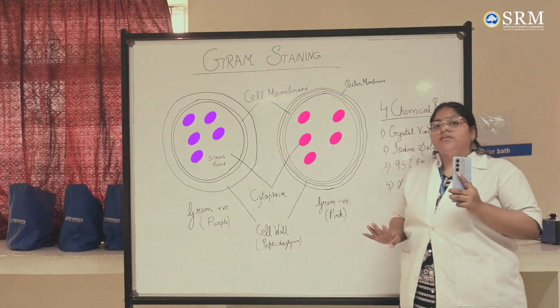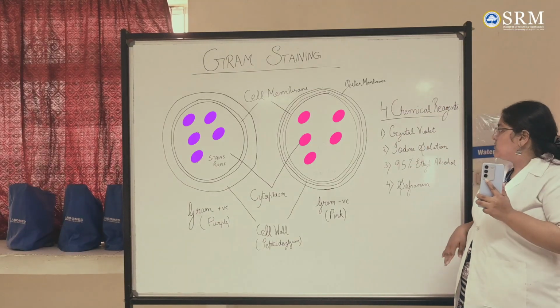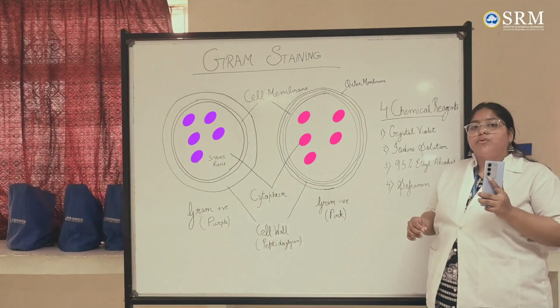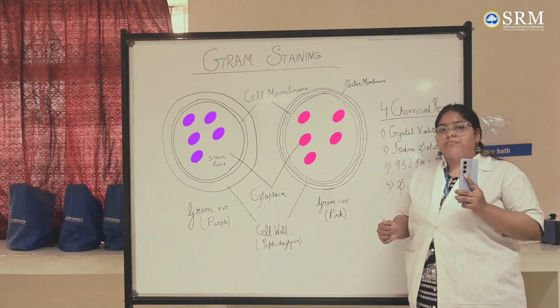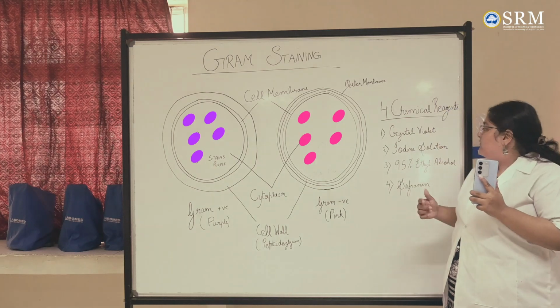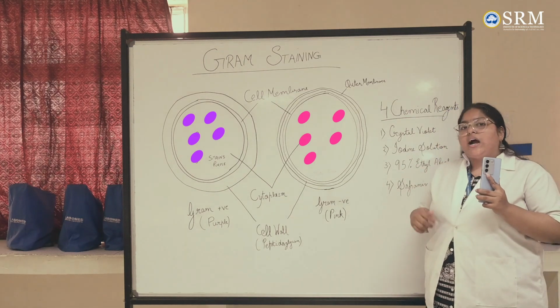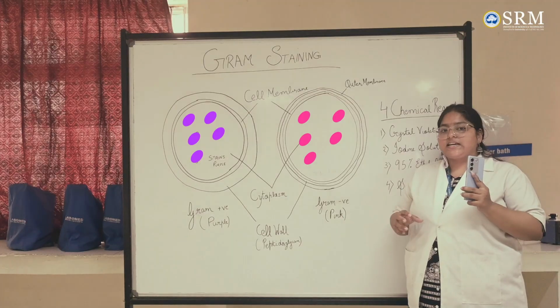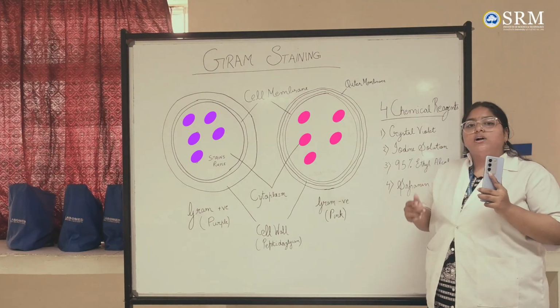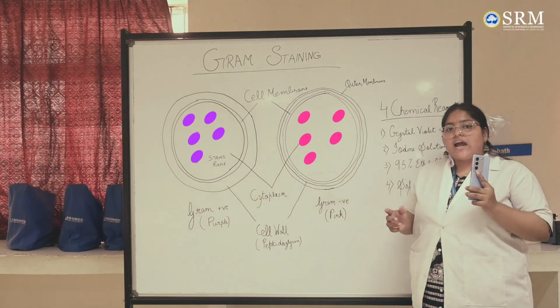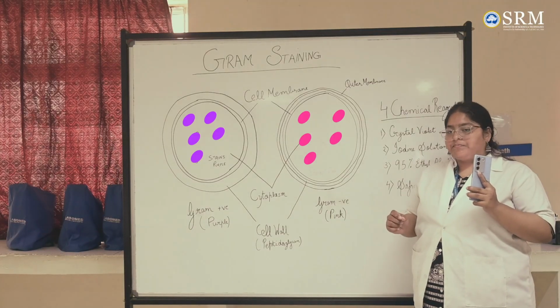There are 4 chemical reagents that we use in this experiment. First is the primary stain, for which we use crystal violet. Crystal violet stains all the bacteria purple in color. Then we have an iodine solution. Iodine is added to fix the stain inside the bacteria. It also forms a complex with the crystal violet called CV1 complex and remains inside the bacteria.